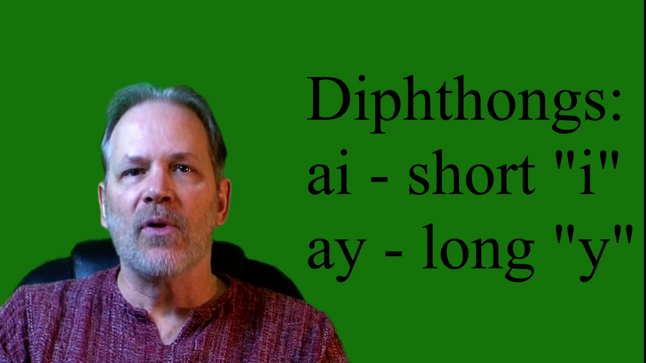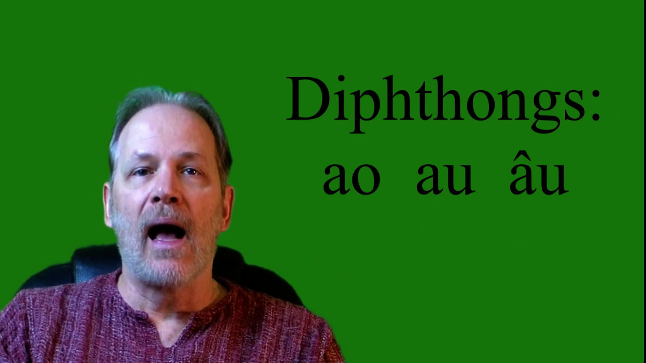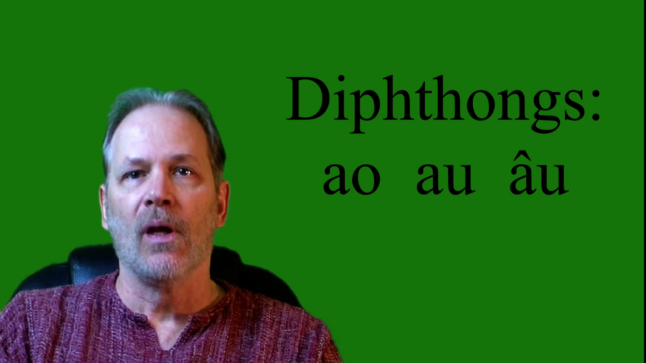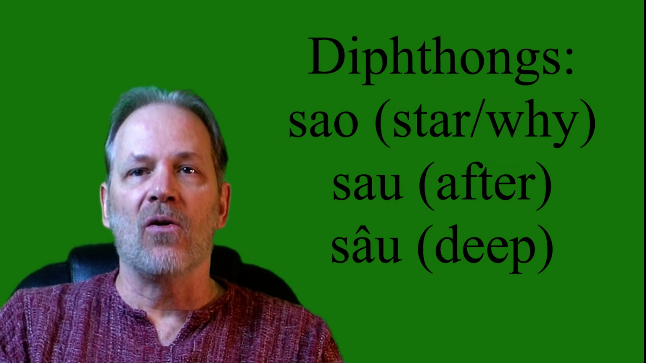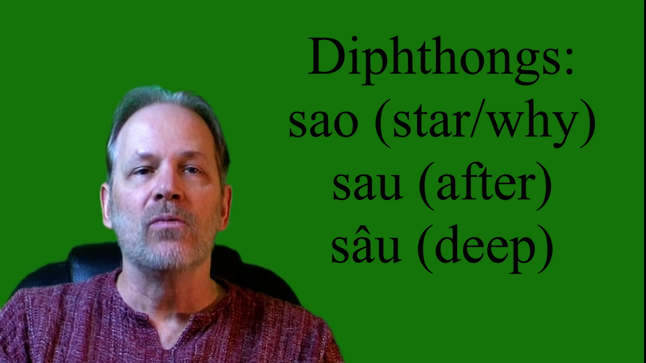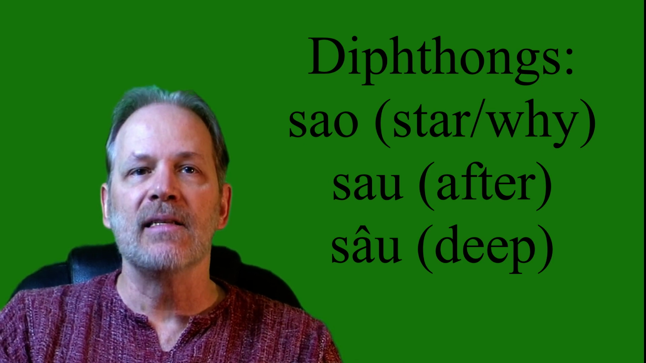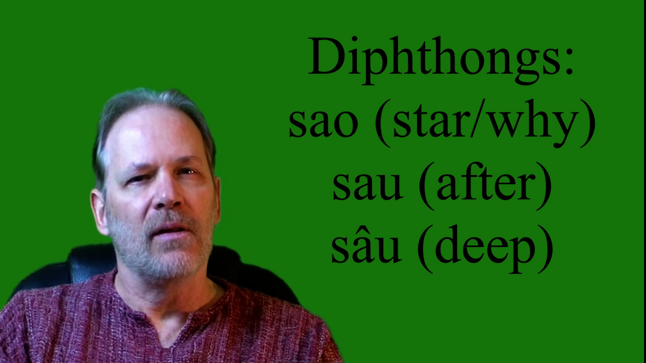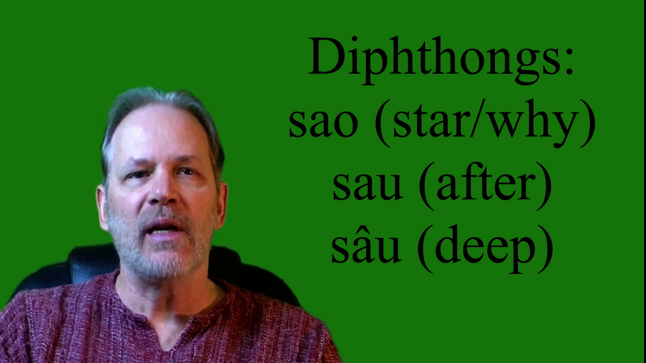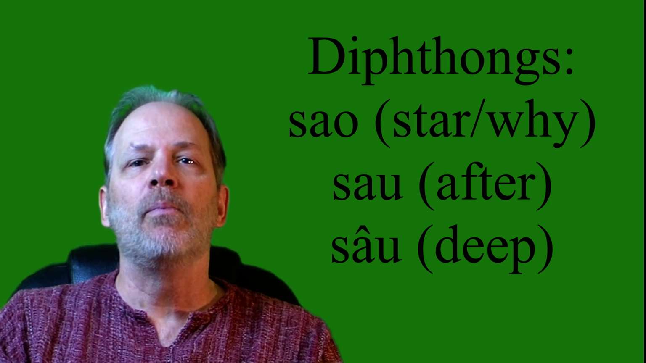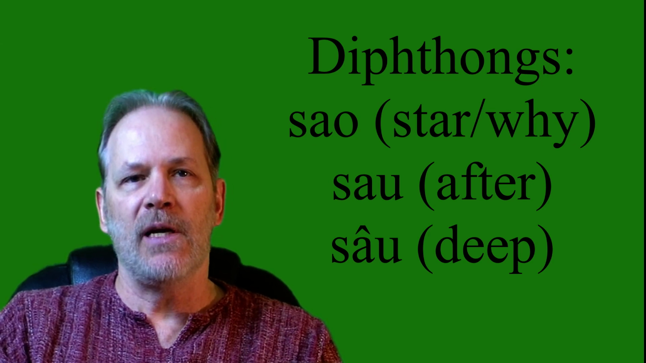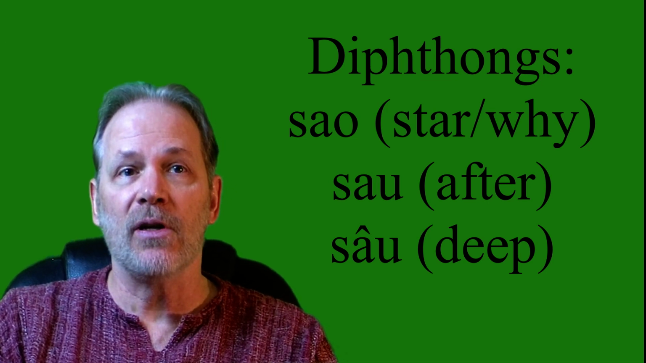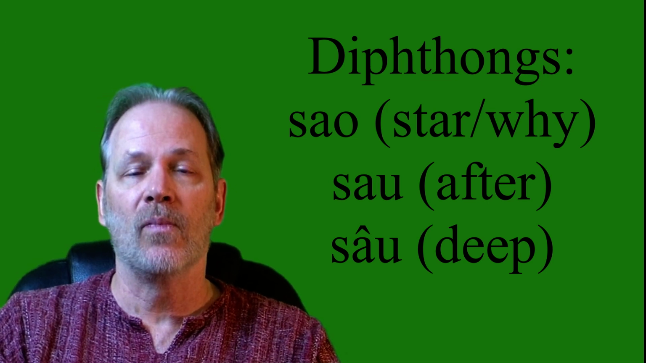You'll also see diphthongs ow, ow, and ow quite often. Sao, star, or sao, which means after, and sao, which means deep, are good examples. The differences are subtle, especially between ow and ow, but native Vietnamese speakers can definitely hear them, and it's easy to be misunderstood if you pronounce them wrong.